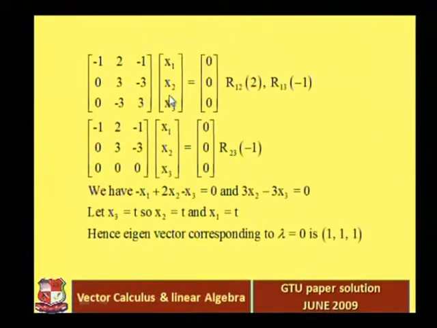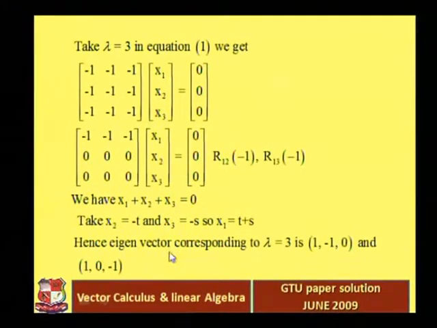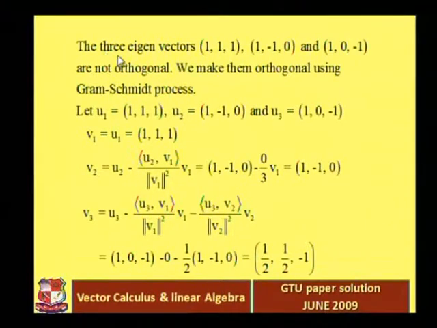So we get three eigenvectors: one corresponding to lambda equal to 1, and two eigenvectors corresponding to lambda equal to 3. Now these three eigenvectors are not orthogonal. We have to convert these three eigenvectors into orthogonal eigenvectors, and for that we have to use the Gram-Schmidt process. You know that to convert any basis vectors into orthogonal basis vectors, we use the Gram-Schmidt process, which is a very well known process.